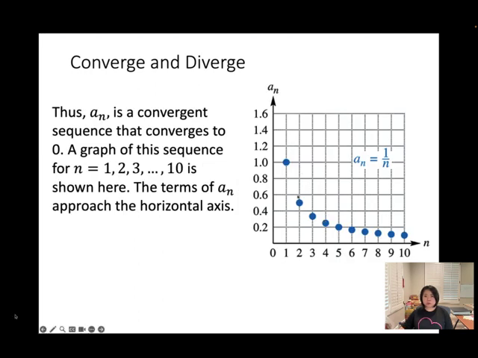Okay, the graph looks like that. The first one, when n equals 1, an equals 1. Second term, n equals 2, an is going to be 1 half, which is 0.5. Okay, so you keep plugging in n here. As n becomes larger, you're going to see this line approaching 0. And we say this is convergent, and the sequence converges to 0. This number is approaching 0, so it converges to 0.